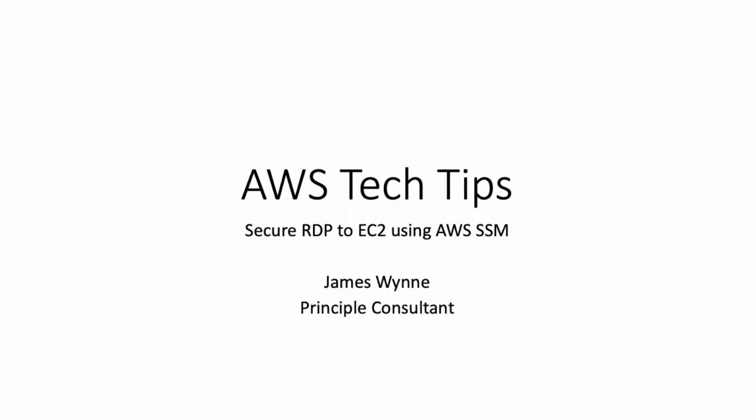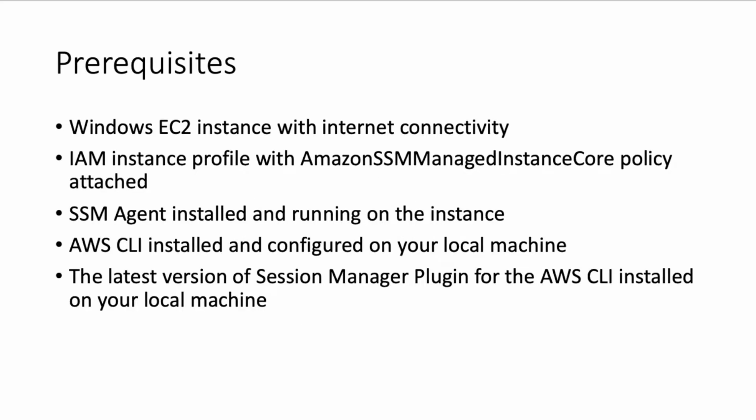Okay, so before we can set this up, there's a few prereqs we need. Obviously, we need a Windows instance running in your AWS account with internet connectivity via a NAT instance or a NAT gateway, or an AWS Systems Manager endpoint connected to the VPC. You'll need an IAM instance profile with the Amazon SSM Managed Instance Core policy attached. This will need to be attached to your EC2 instance. You'll need the AWS Systems Manager agent installed and running on the instance.